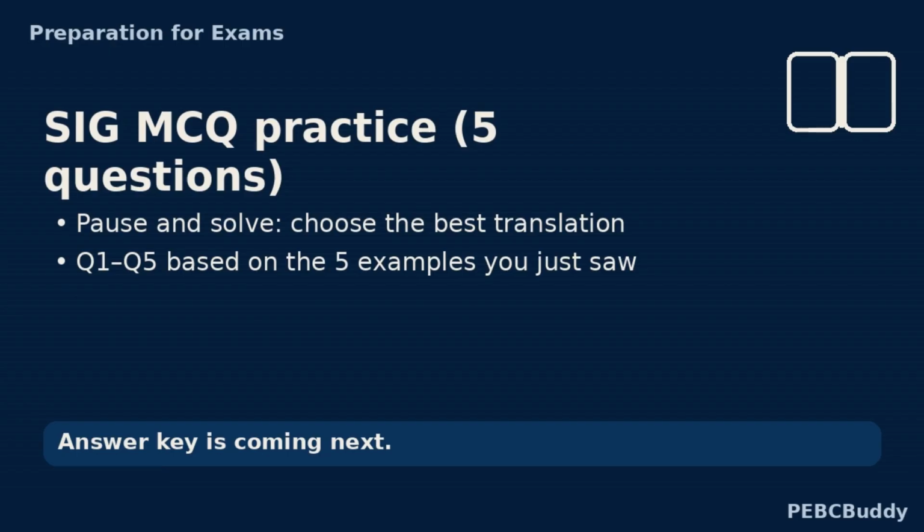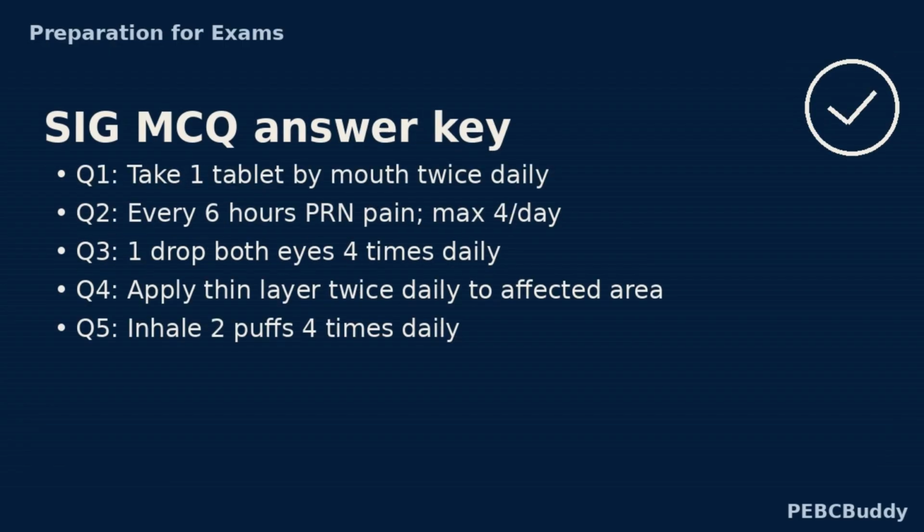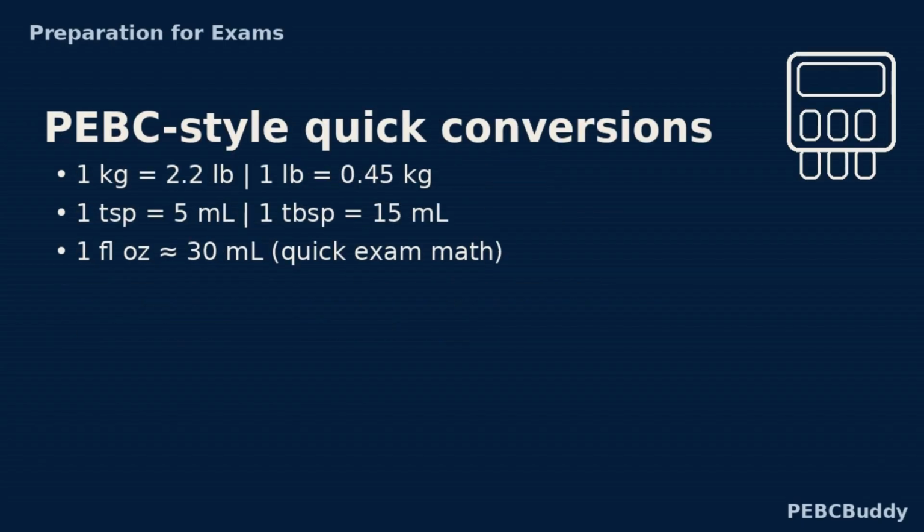Now it's your turn. Pause the video and solve the 5 SIG MCQs based on the 5 examples. Your job is to pick the best translation, not just a close one. Look for small differences like twice daily versus every 12 hours, missing PRN reason, or missing maximum per day. Here's the answer key. If you missed any question, don't just move on, go back and ask: Did I capture the route correctly? Did I capture the frequency correctly? And if it's PRN, did I include the reason and the limit? That's exactly how PEBC-style MCQs try to trick you.